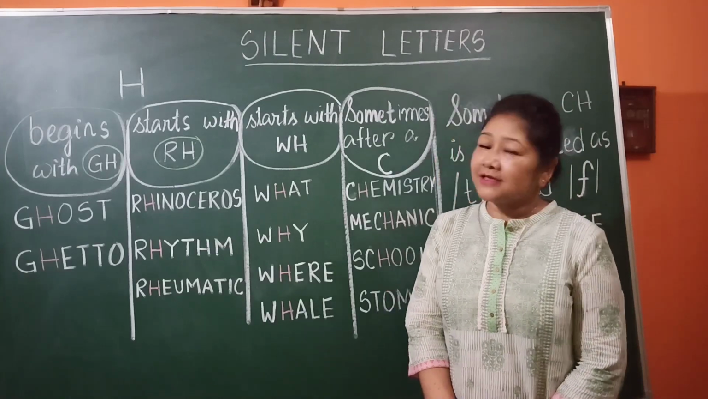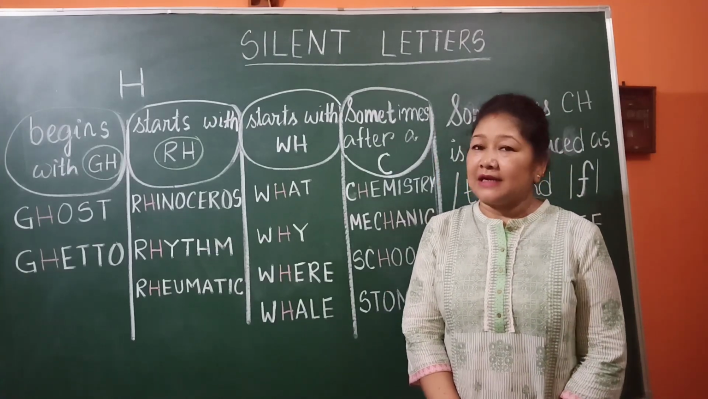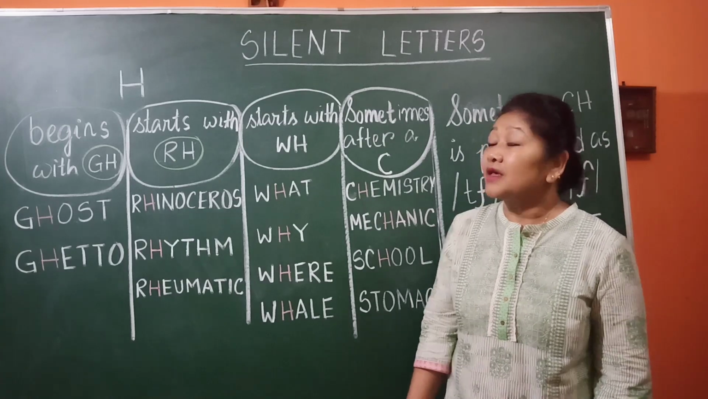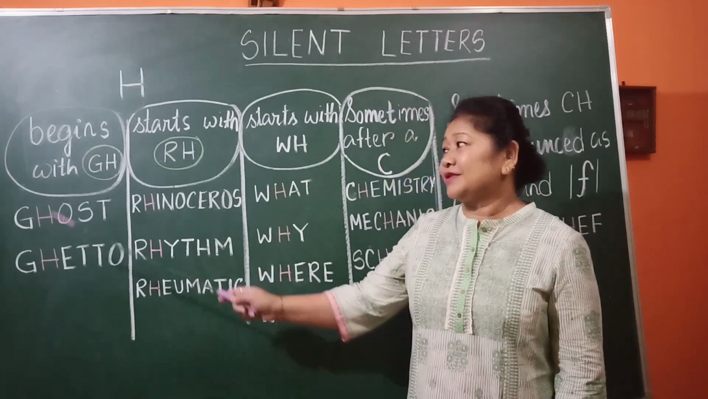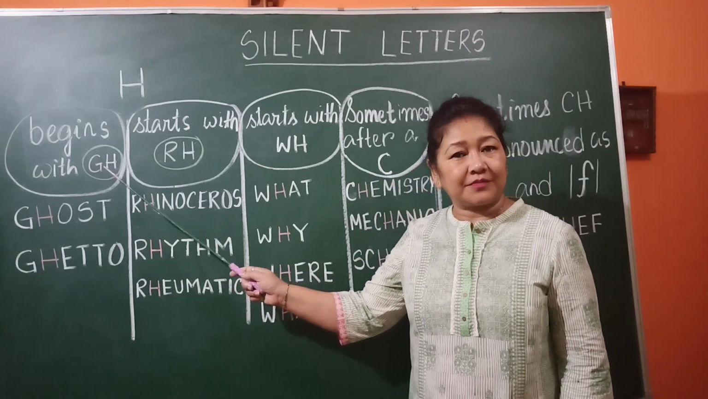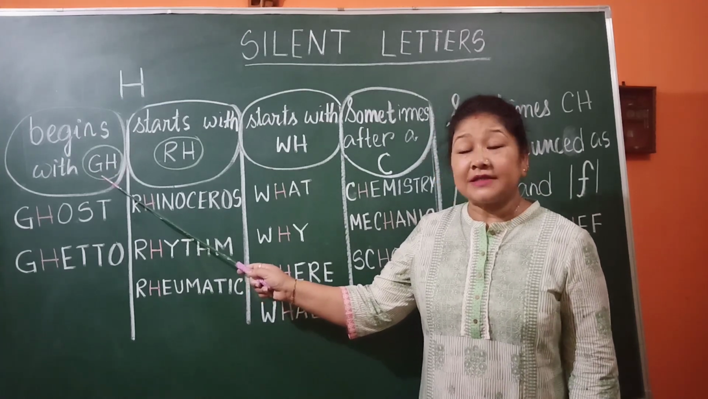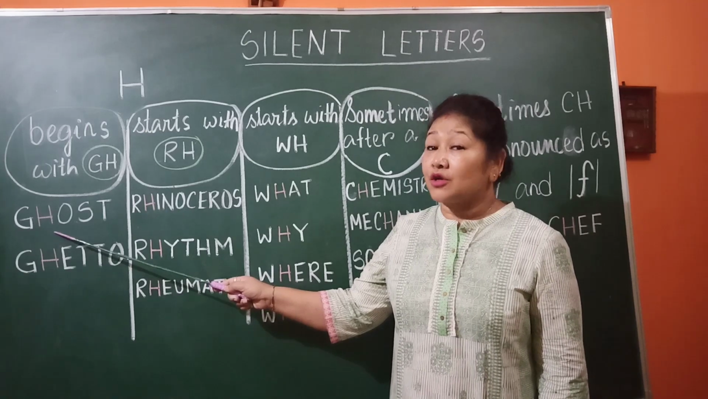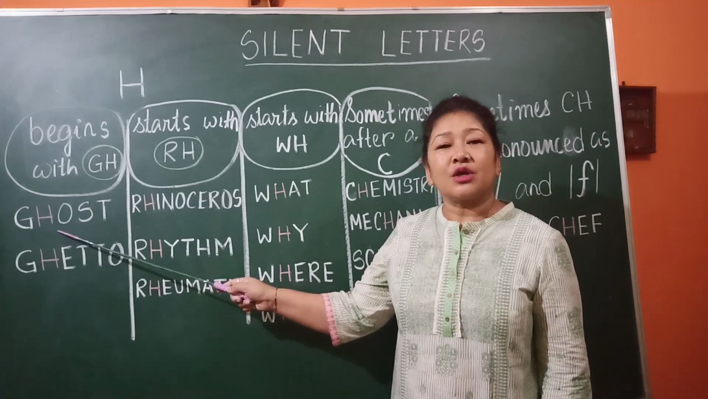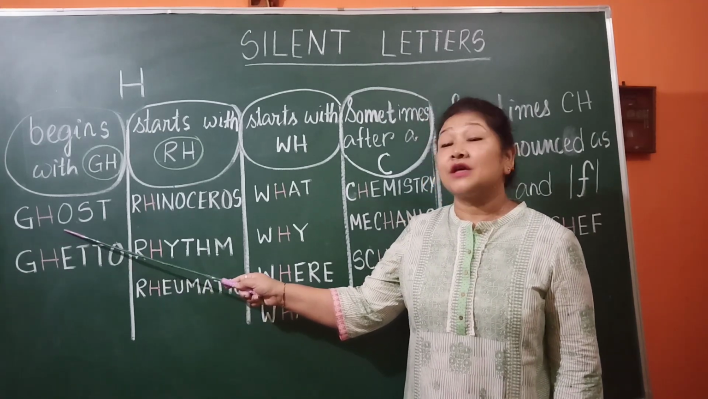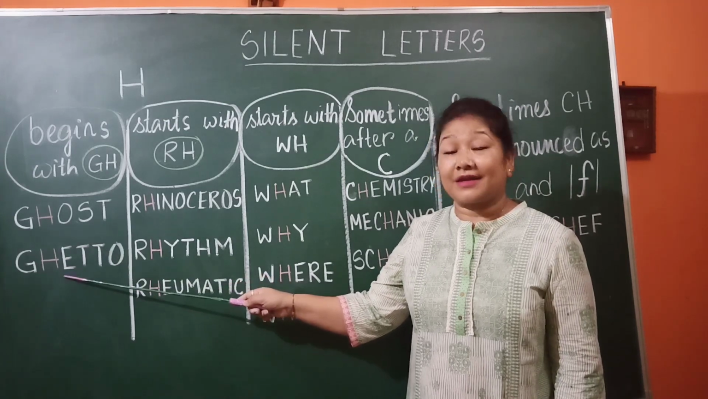So let's start with the silent letter H. When a word begins with GH, generally the H is silent. For example, ghost. It is not "ghost" with a sounded H, but ghost. Ghetto.